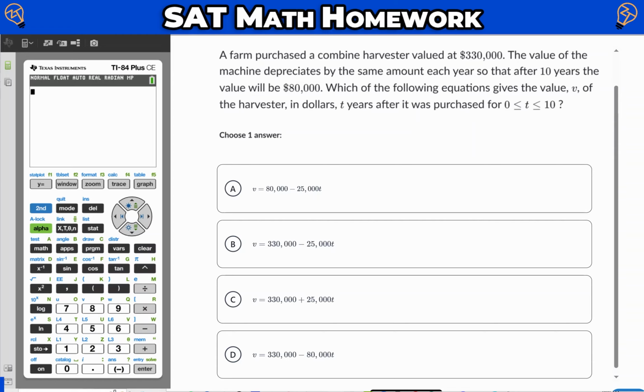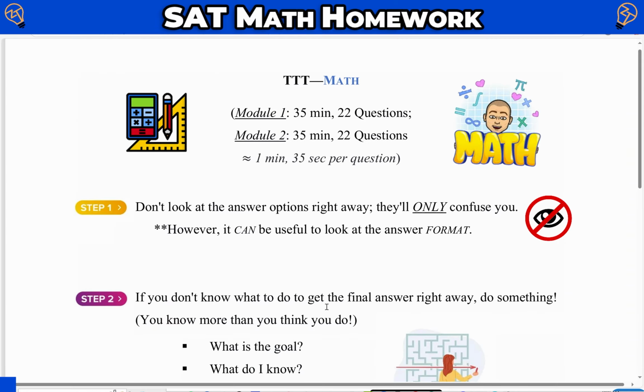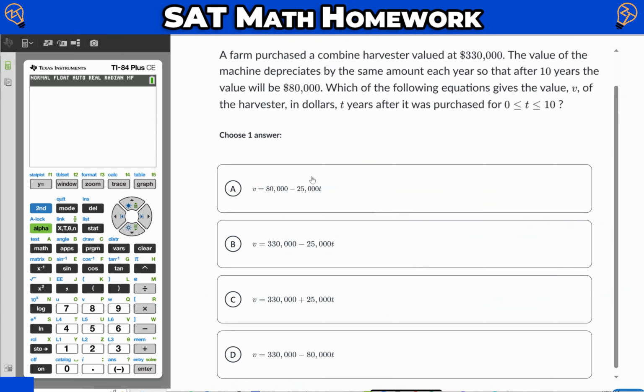On this question, it's a great example of how we discuss in our Triple T document that we don't want to look at the answer options right away. They'll only confuse you. However, it can be useful to look at the answer format. And by doing so, we could notice pretty quickly that these are all linear equations.